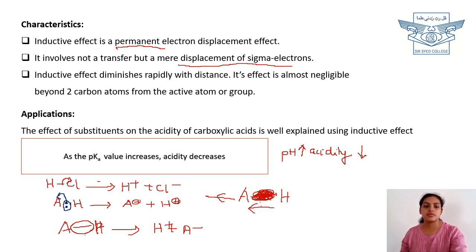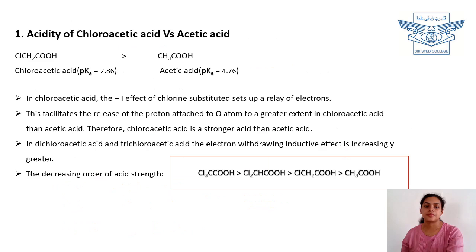Okay, I'll try to explain this again with the coming examples so that the concept will be clear. So let's start the applications one by one. Acidity of chloroacetic acid versus acetic acid. This is acetic acid and this is chloroacetic acid.